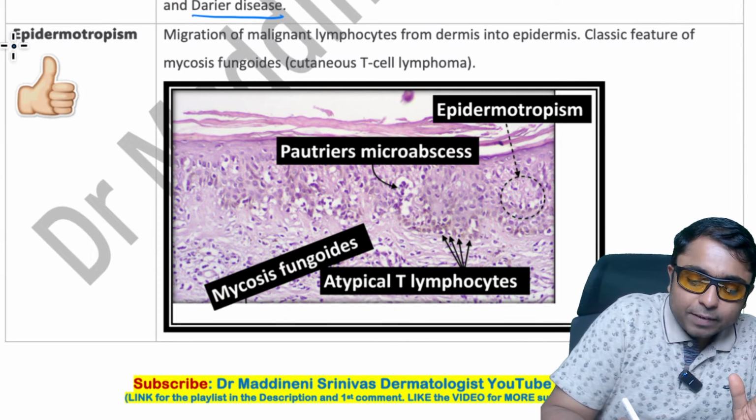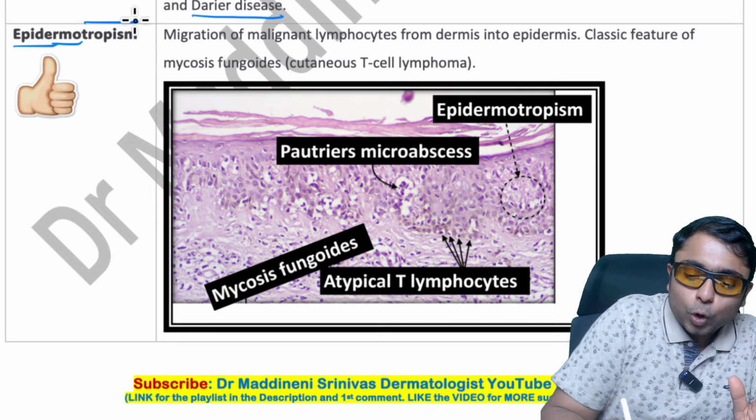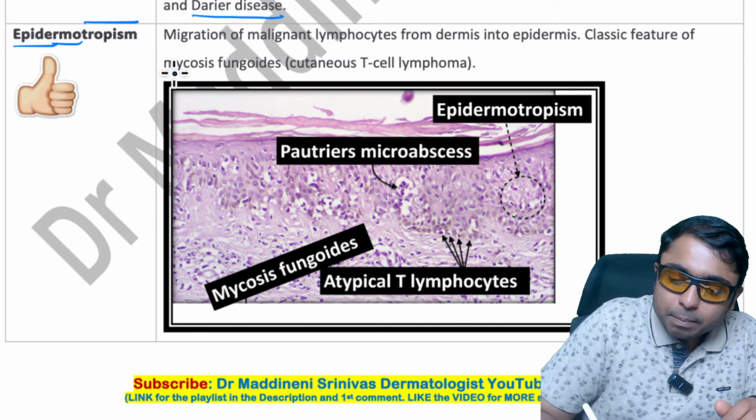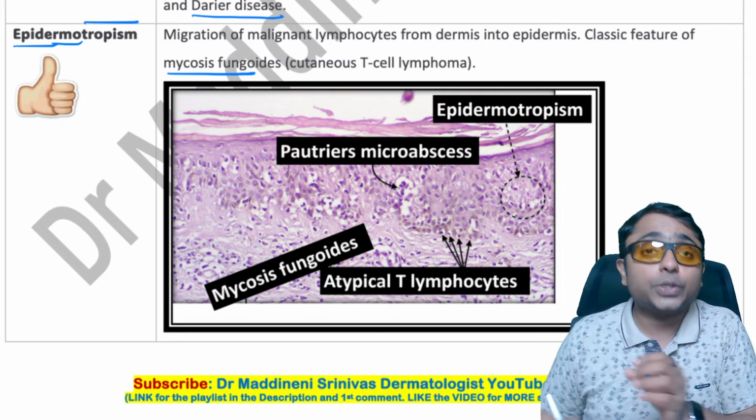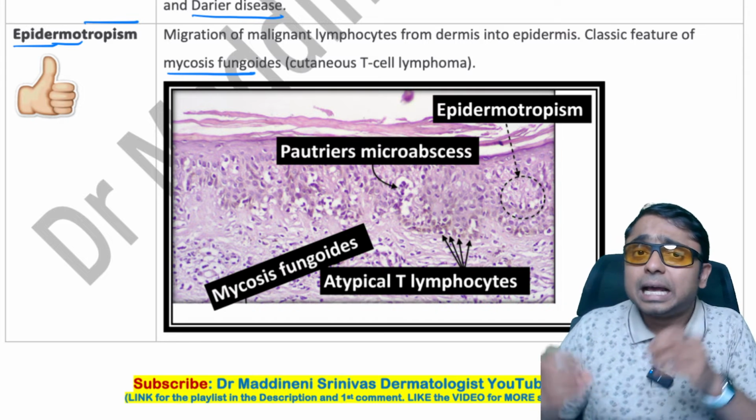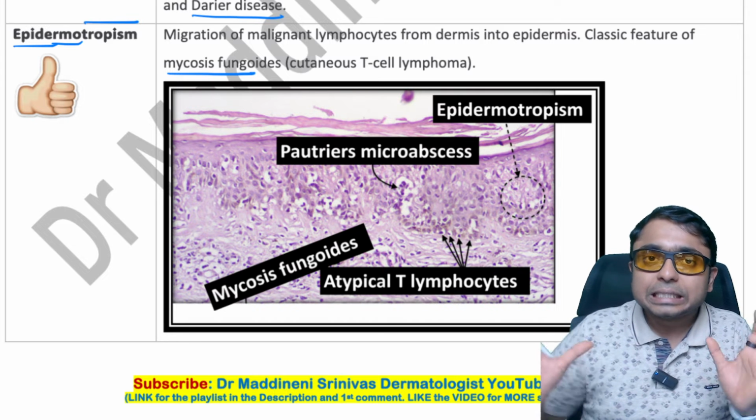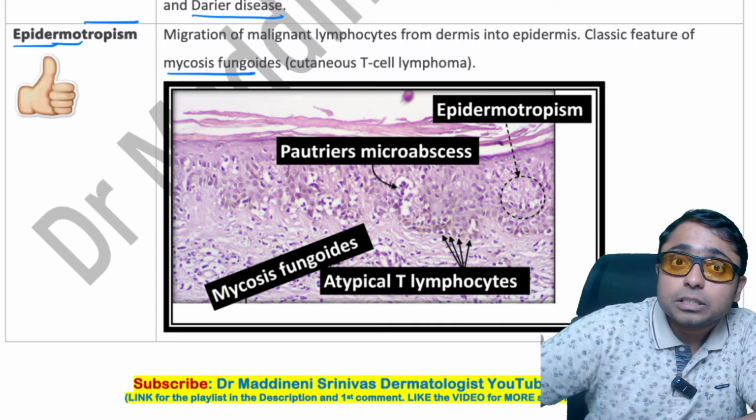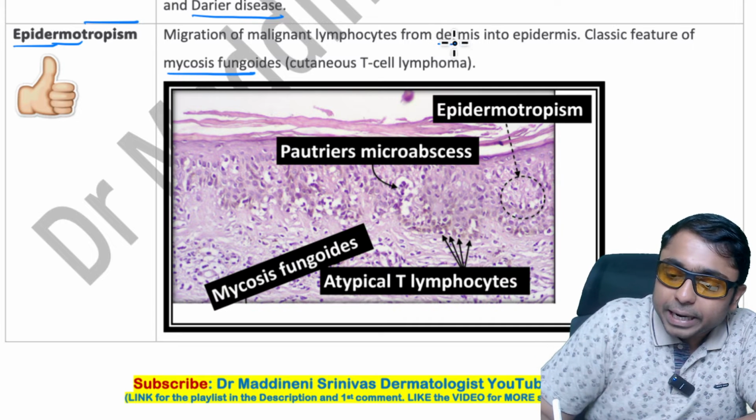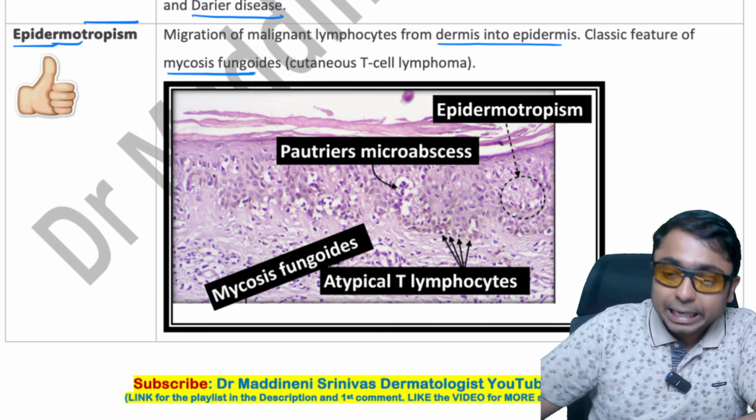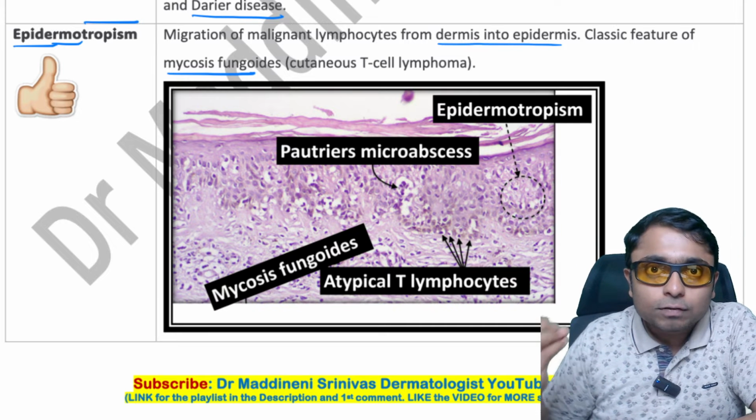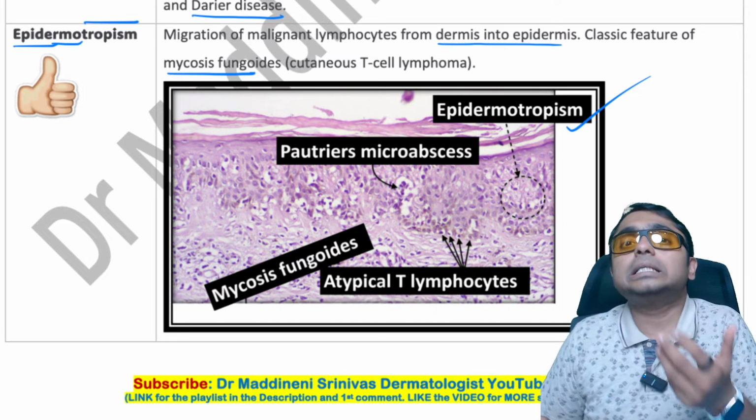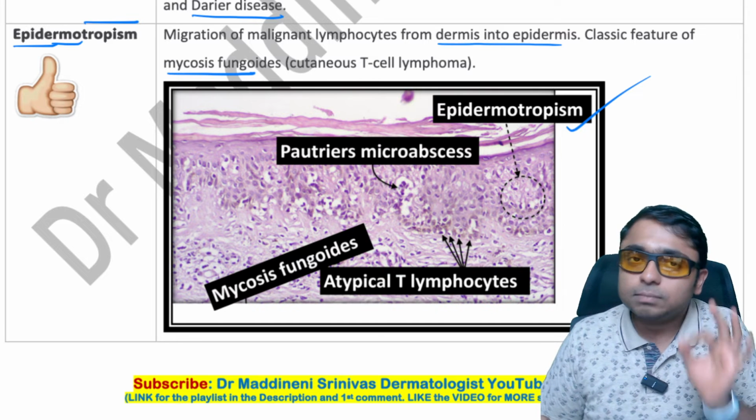Next, epidermotropism. The name is self-explanatory. Tropism is affinity, liking, attraction. So in mycosis fungoides, which is also called cutaneous T-cell lymphoma, it was observed that there will be atypical T lymphocytes in this condition which are present in the dermis, and they have affinity to reach the epidermis. Dermis to epidermis, they will reach, and this collection of atypical T lymphocytes in the epidermis is what is called epidermotropism. Very important term, you need to remember.